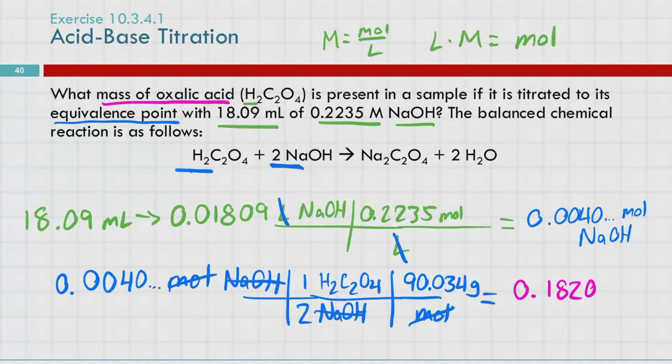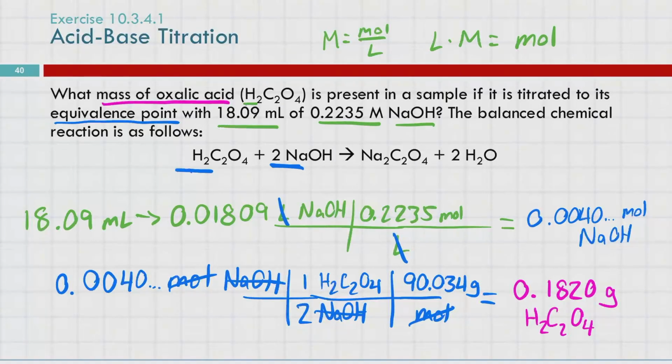0.1820 grams H2C2O4. Question? There is a reason I put the 0 behind the 2. Significant figures. Our starting numbers both have 4 significant figures. We're only doing multiplication and division, so it's the fewest number of significant figures, which would be 4.